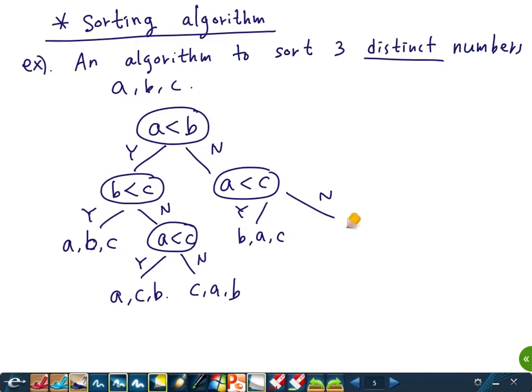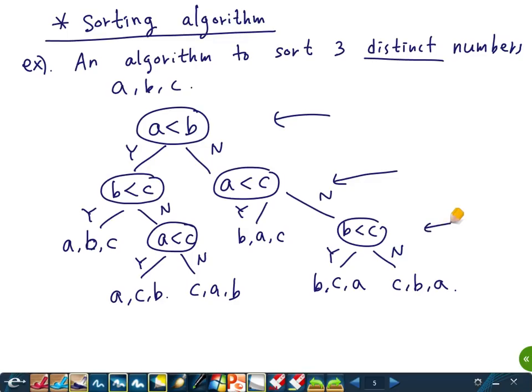And what about here? So this means A is bigger than B, A is bigger than C. So A is the largest, but we don't know whether B is bigger than C or not. So we compare B and C. Yes or no. If it's yes, B is the smallest, and then C, and then A. Otherwise, C is the smallest, then B and A. So how many comparisons do we need here in the worst case? Here first, and the second, and the third. So 3 comparisons.